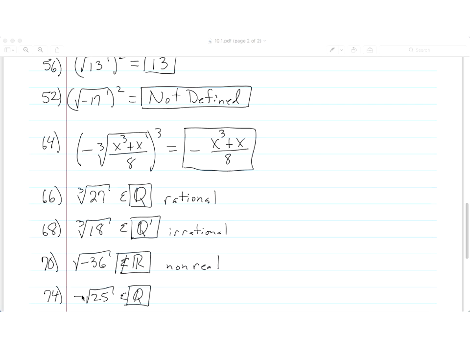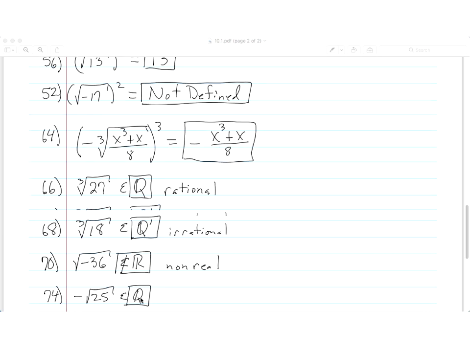Negative square root of 25. Well, 25 is a perfect square. Therefore, the square root of 25 is rational. Therefore, the negative of that rational number will still be rational. And so negative radical 25 is a rational number. So notice that if the negative were inside the square root, it would not be a real number. But if this negative is on the outside, in these particular cases, they would be rational.